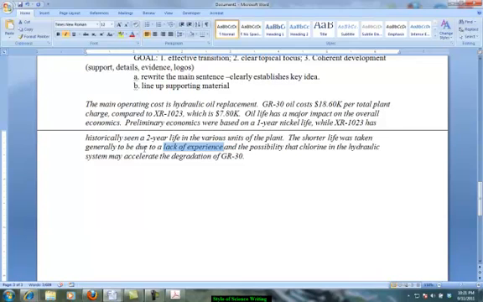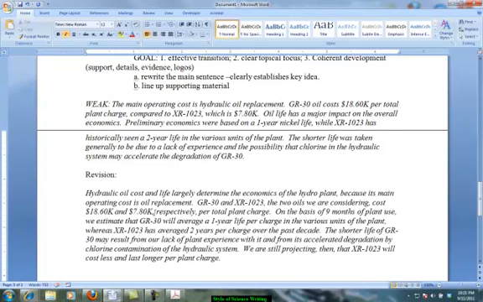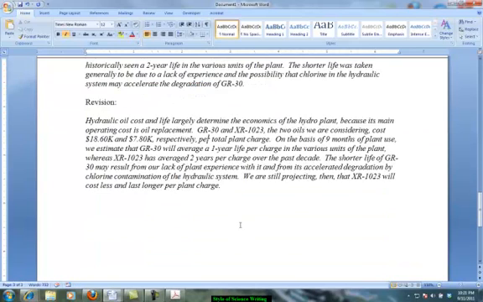So to help make this paragraph a little more coherent, here's my revision: hydraulic oil costs and life largely determine the economics of the hydro plant because its main operating cost is oil replacement. GR30 and XR1023, the two oils we're considering, cost 1860K and 780K respectively per total plant charge. On the basis of 9 months of plant use, we estimate that GR30 will average a 1-year life per charge in the various units of the plant, whereas XR1023 has averaged 2 years per charge over the past decade.